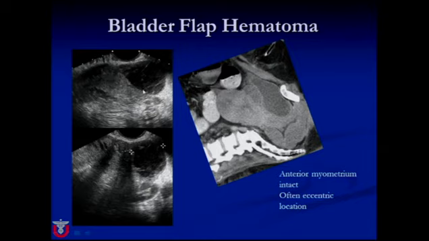behind the bladder, and often off to the side of the uterus, which makes the collection sort of eccentric in location. This is ultrasound transvaginal. This is the fundus of the uterus. This is the region of the cervix. This is the endometrial canal.